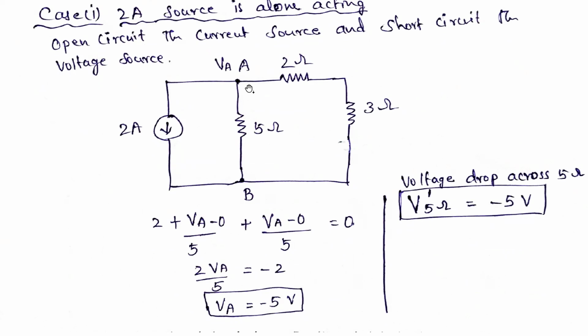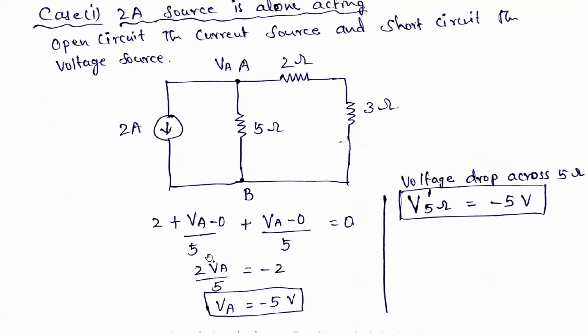Nodal analysis means we need to apply Kirchhoff's current law. Here the current source is there, current is going outside, and going outside is positive. So at this point, VA is the potential. So (VA - 0)/5 plus again (VA - 0)/5, this is the zero potential, divided by this 2 ohms and 3 ohms which are in series, so divided by 5, is equal to 0.